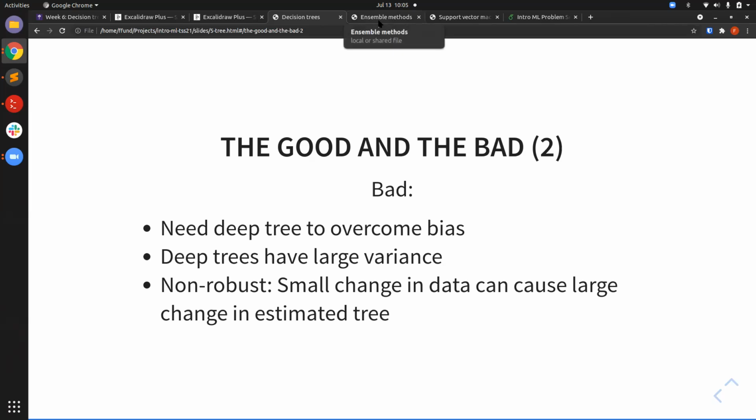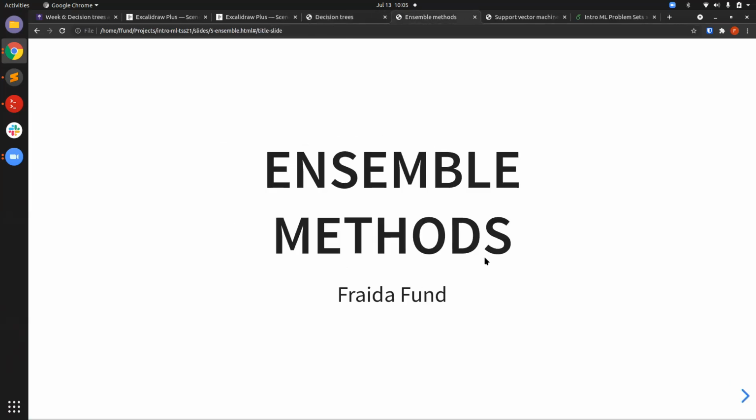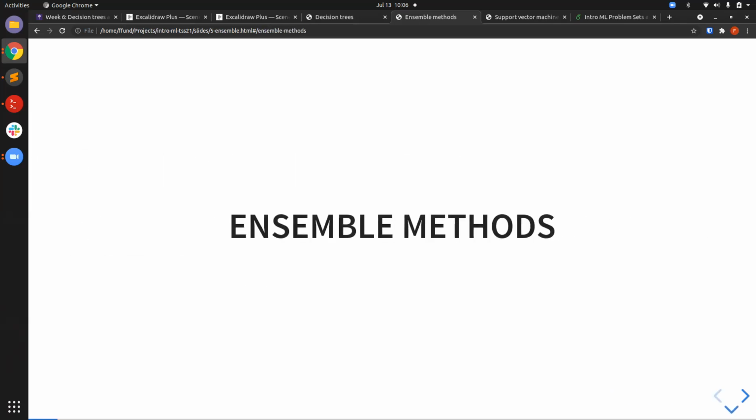So what can we do about that? Well, it turns out that trees actually lend themselves very well to a technique for reducing variance without adding bias. It sounds like magic, right? How can you reduce variance without adding bias? The answer is by combining many trees.